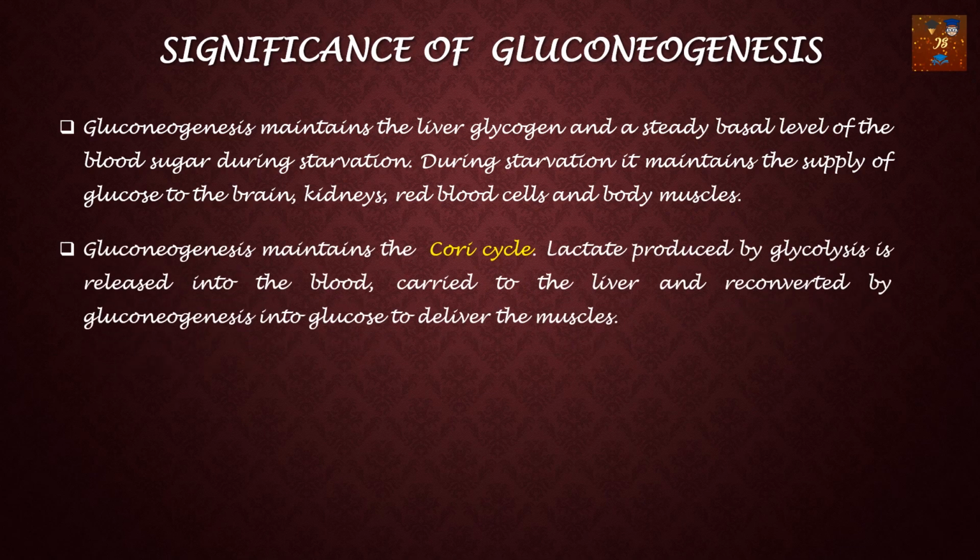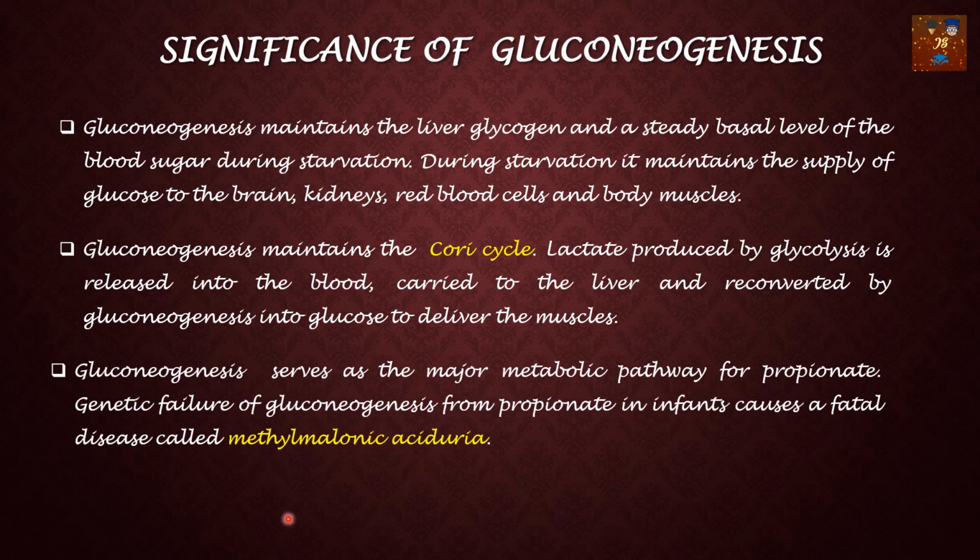The next important significance of gluconeogenesis is that it maintains the Cori cycle. Now, what is the Cori cycle? Lactate produced by glycolysis is released into the blood. This is carried to the liver and reconverted by gluconeogenesis into glucose to deliver to the muscle so that muscle can work more vigorously.